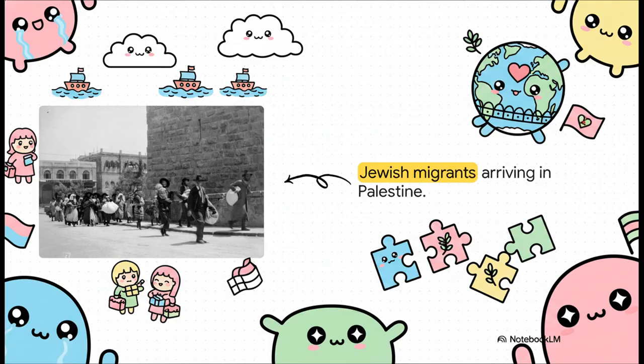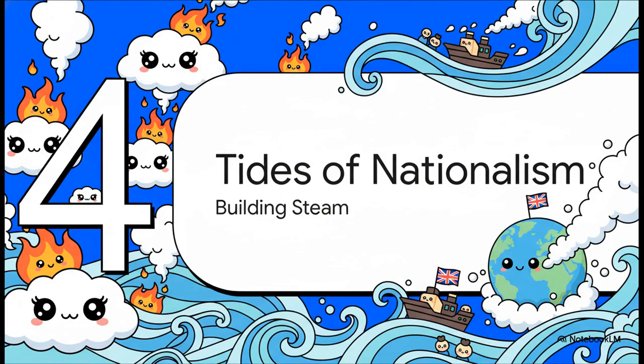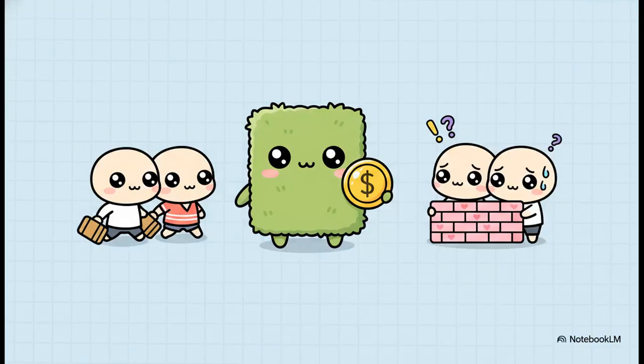But looking at it from a big picture, historical perspective, the sheer volume of their arrival fundamentally altered the regional landscape. And naturally, that sparked a really complex new layer of tension with the existing population. Which brings us to Section 4, Rising Tides of Nationalism, or Building Steam. This is where the heat of migration transforms into intense political pressure.